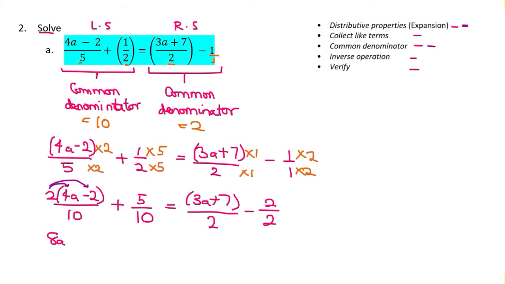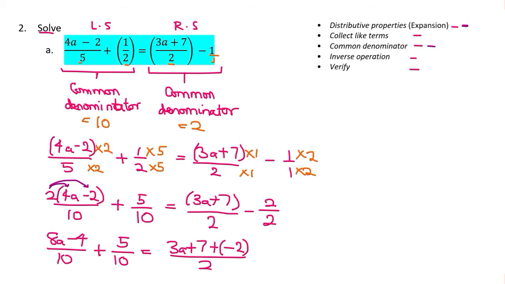2 times minus 2 gives us minus 4, and this here is over 10, and then we write our 5 over 10, and this here is equal to, in here we have 3, because they are sharing the same common denominator. It means that that is our denominator, and we add the numerators. So we have 3a plus 7 plus into bracket minus 2.